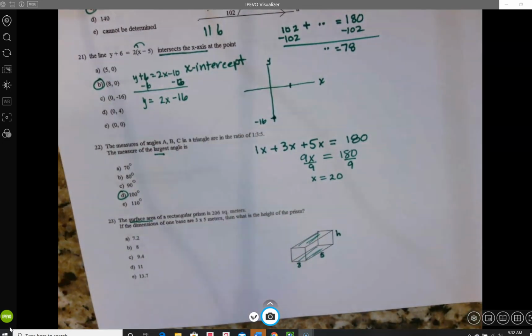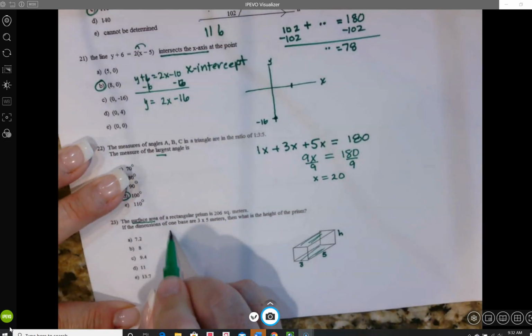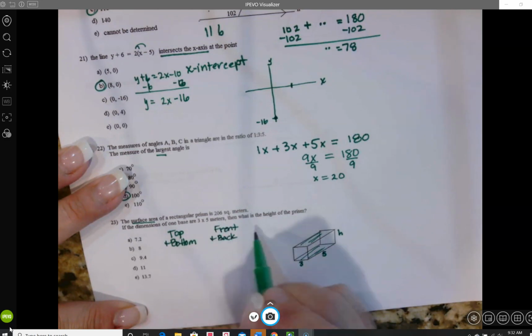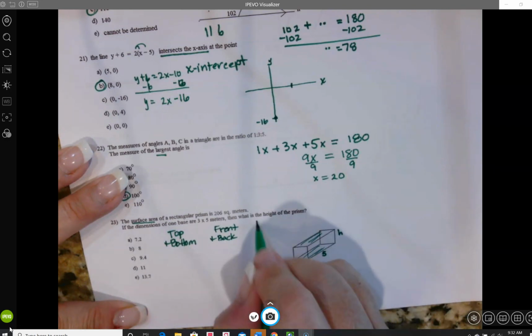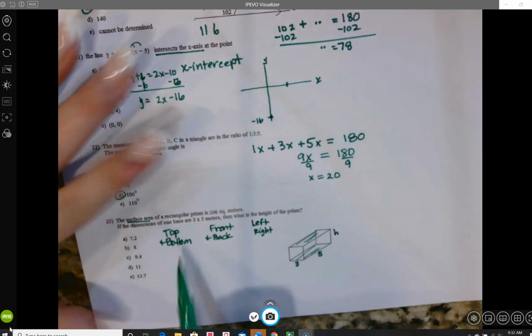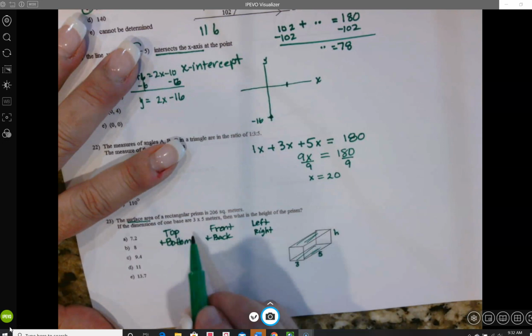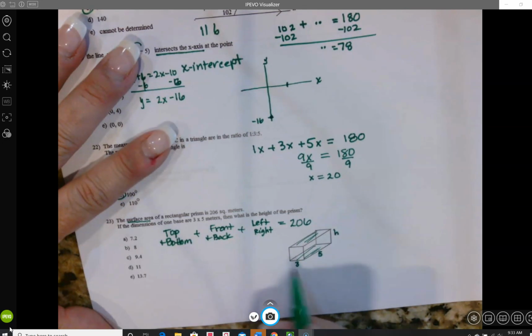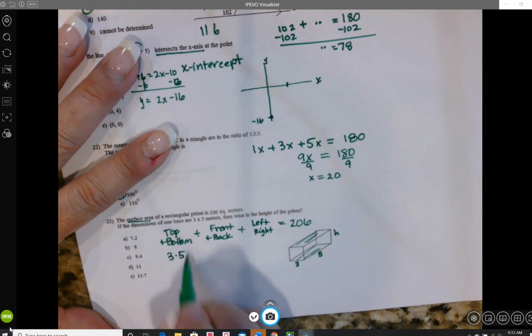So surface area, you have to add up. You have to find the area of the top and bottom. You have to find the area of the front and back. And you have to add the area of the left end and the right end. So we're going to go with our dimensions for each one of these guys, and we're going to add those all up, and we're going to set it equal to 206. So my top and bottom, each one of those is 3 by 5. And I do length times width, and I have numbers for both of those. So that's a 15 and a 15. So that's 30.